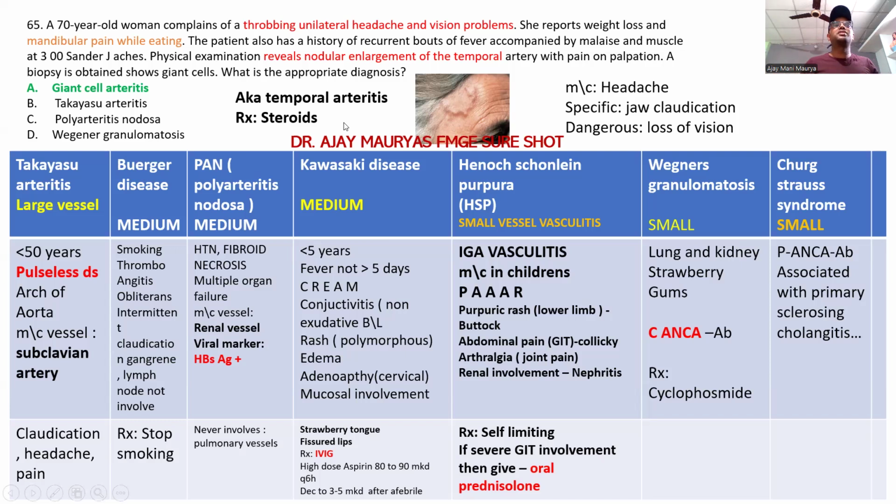Guys, you have to discuss the types of vasculitis here. Types of vasculitis, which is the large. See, temporal artery is also a large vessel vasculitis. Next one, we have Takayasu arteritis. You have to remember that it is a pulseless disease. Pulseless disease, and the most common vessel involved is the subclavian artery. Buerger disease. See the Buerger disease. You have to remember we have Berger and Buerger.